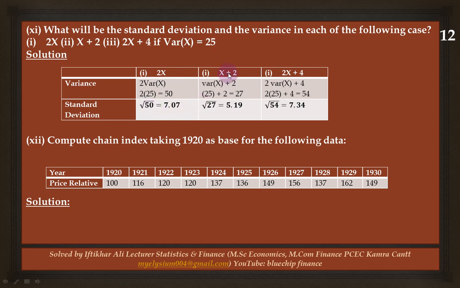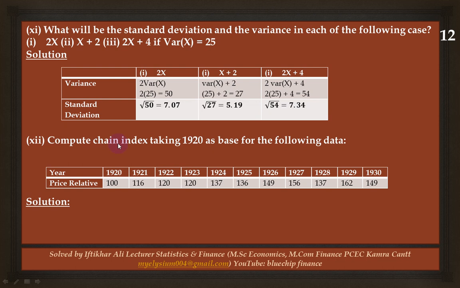X plus 2, it means variance of x plus variance of 2. So variance of x will be 25, and plus 2 is 27, and take the square root, it will become 5.19. And 2x plus 4: 2 variance of x plus 4, 2 variance of x is 50, plus 4 equals to 54, and take the square root, 7.34.